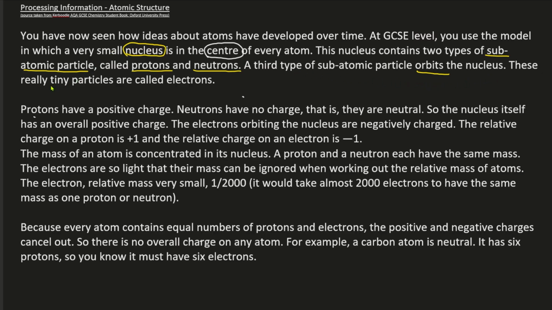Now tiny, that I can circle because that is really something that I can visualize in my mind. Particles, I've seen that before. I've seen them in particle diagrams, so I know what that is. And electrons, I might not know what that is, so I might underline that one as well. So let's move on to the next line. Protons have a positive charge, neutrons have no charge. That is why they are neutral.